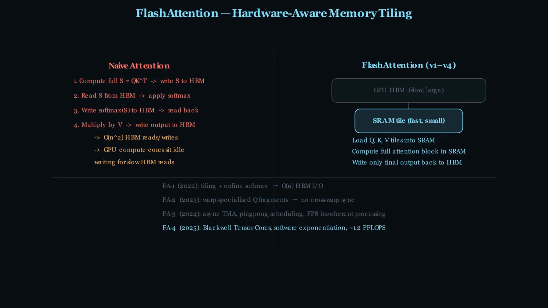FlashAttention has 4 generations. V1 introduced tiling. V2 improved warp partitioning. V3 exploited Hopper's async tensor cores. And V4 targets Blackwell, reaching nearly 1.2 petaflops of throughput.